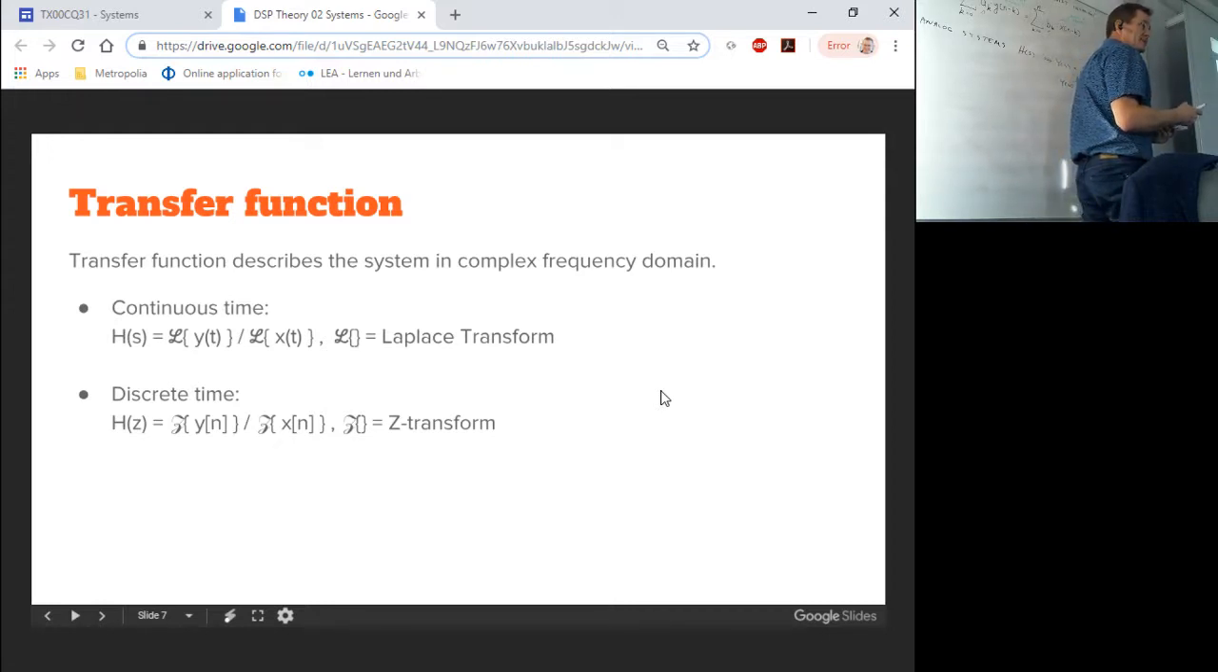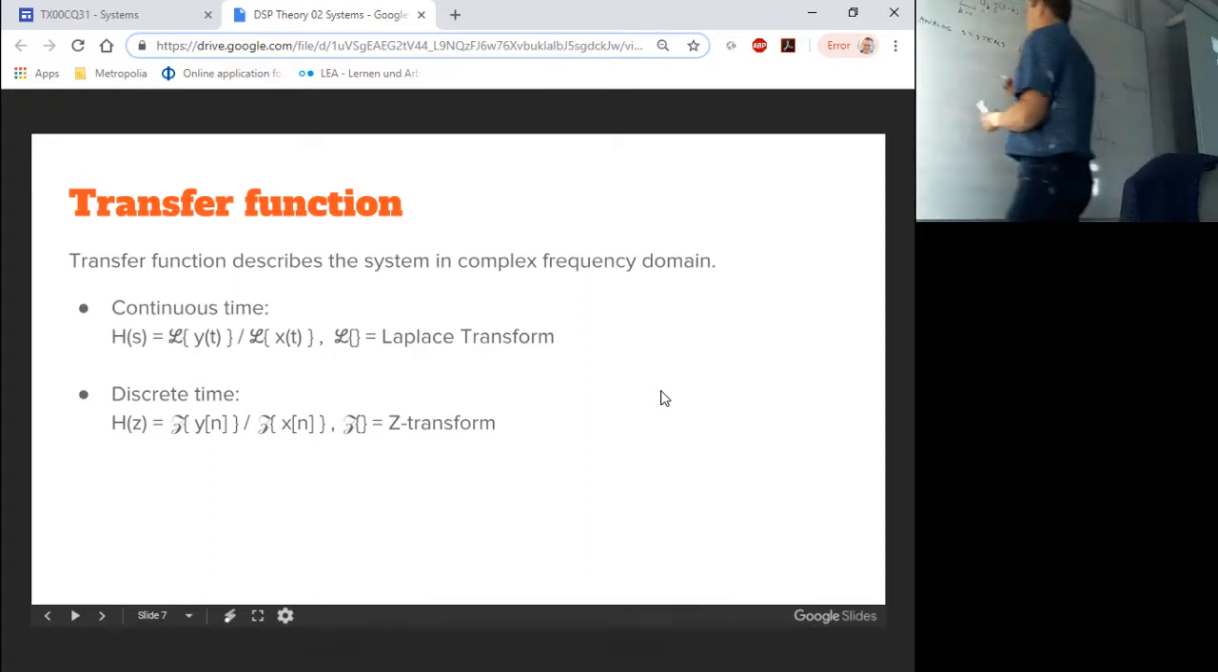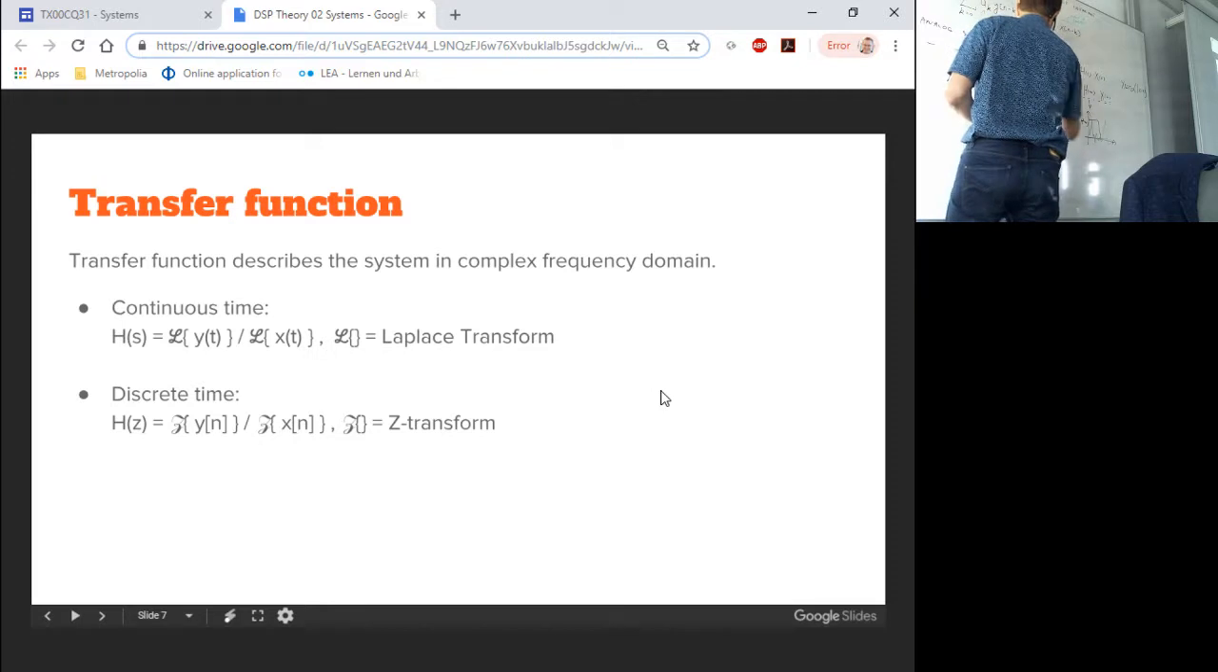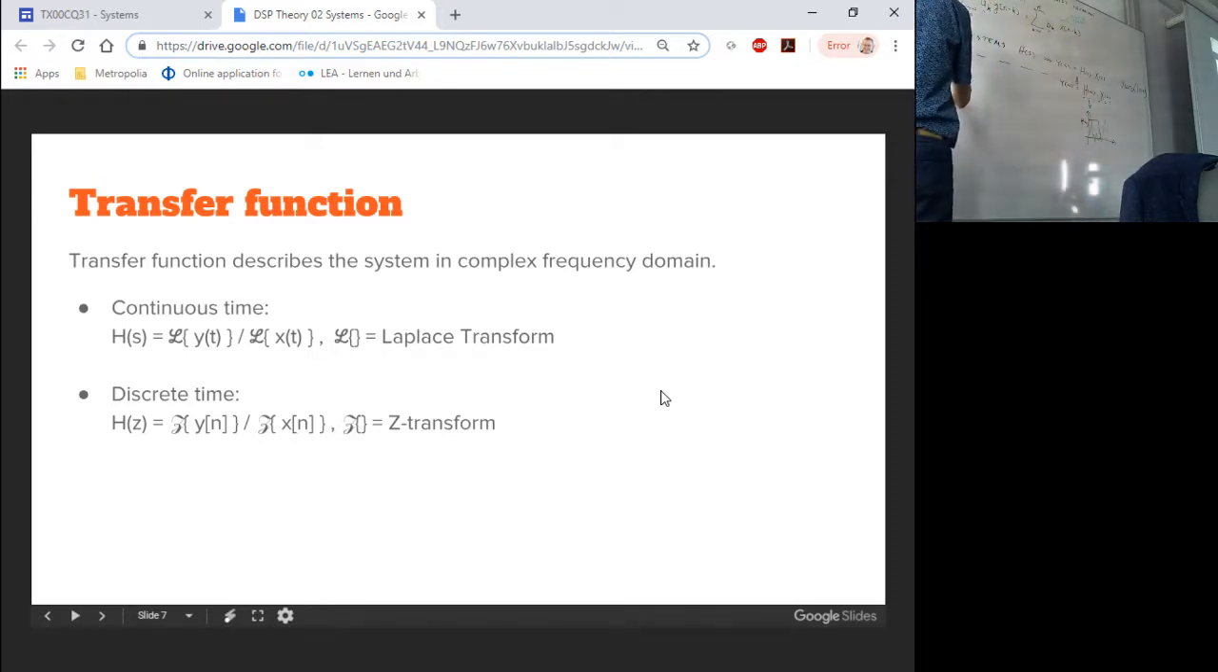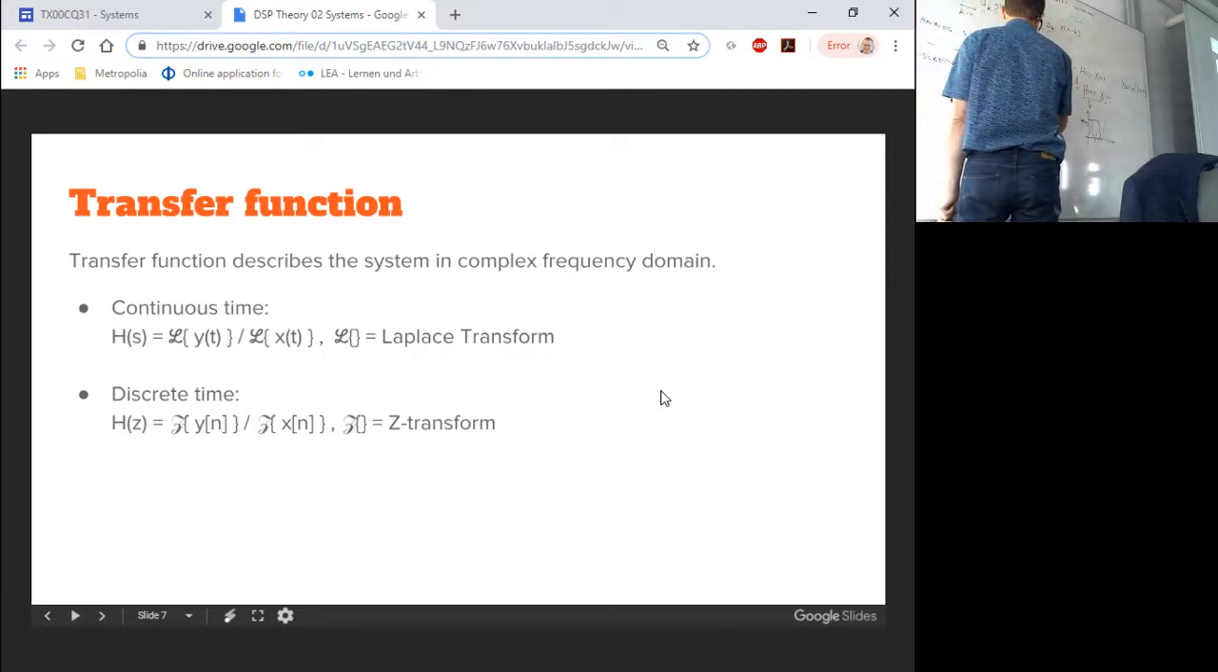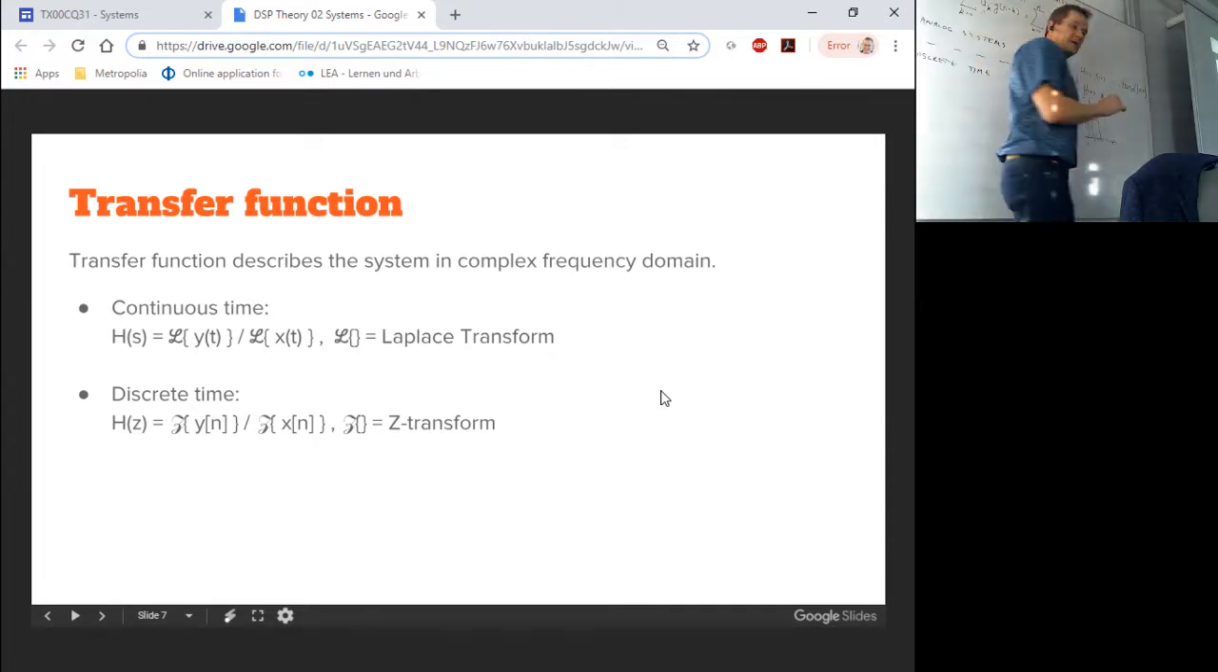In analog systems, the transfer function is quite hard to handle, especially without tools. But in digital systems or discrete time systems, we basically take the Laplace transform, and that actually goes to the Z transform.